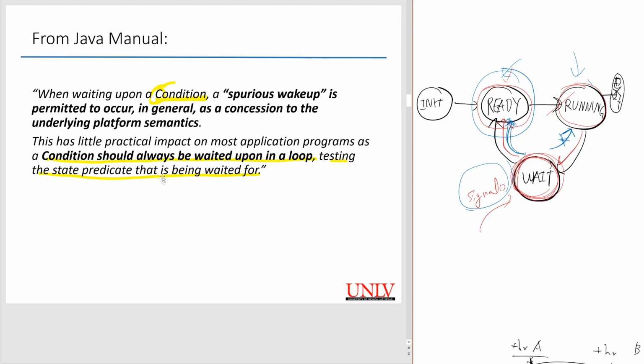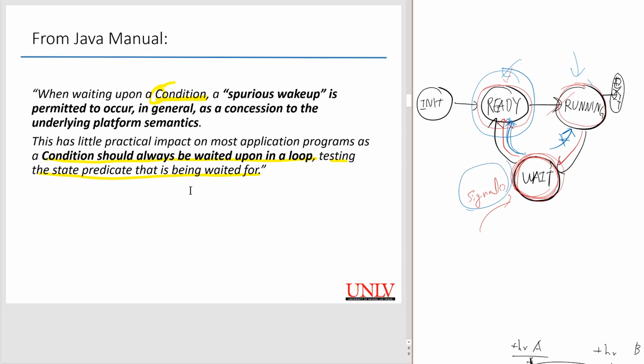Right off the bat, Java follows the same semantic, and the spurious wake up phenomenon happens in Java as well. But the thing is, why? Why do you allow this? It actually promotes writing code that rechecks the condition. So a condition should always be waited upon in a loop. You need to test the predicate even after you are woken up. So that's the mantra, that's the mindset of a programmer who writes the code that waits.